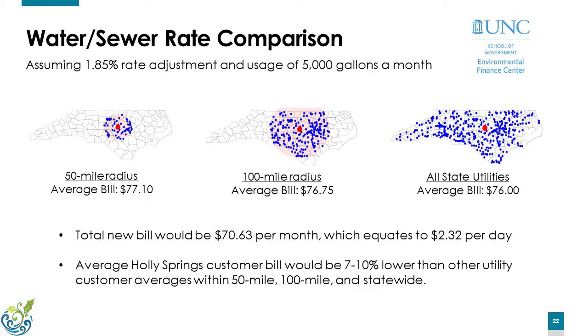When you increase that radius to 100 miles, that average bill is $76.75. And then when you look across the state as a whole, it's $76. For Holly Springs, the total new bill would be $70.63 per month for the typical user. And again, that equates to $2.32 per day.